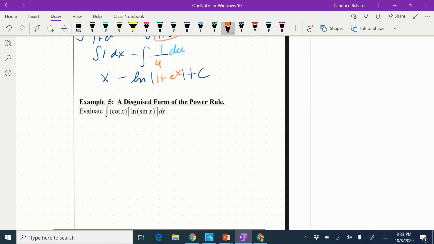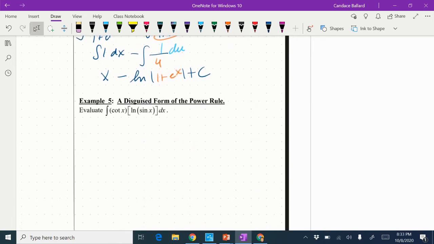All right, the next one is kind of a disguised form of the power rule. So the first thing I would do is I would try to find my u, because there is going to be a u substitution. It's kind of crazy looking here. I'm going to go for this whole thing as the u. So let's see what happens when I make the natural log of sine x the u.